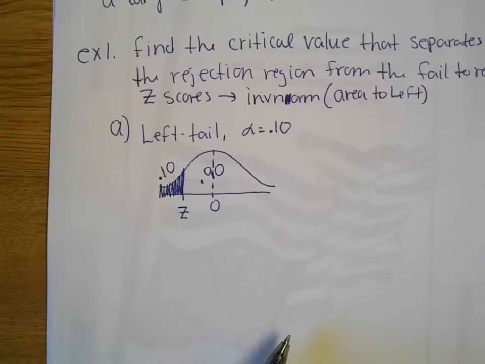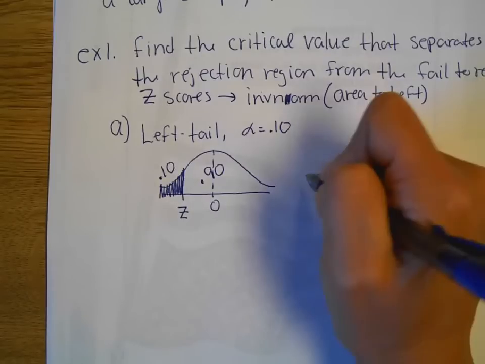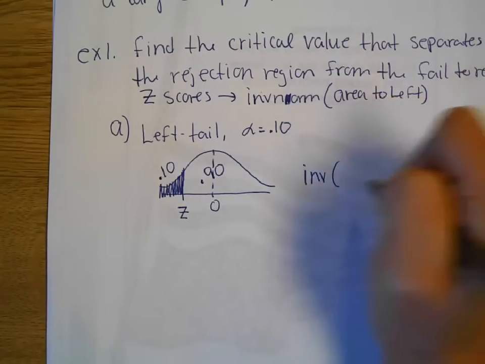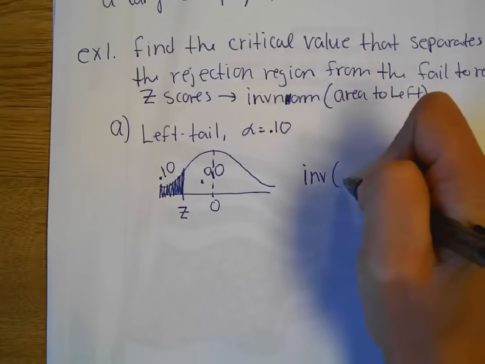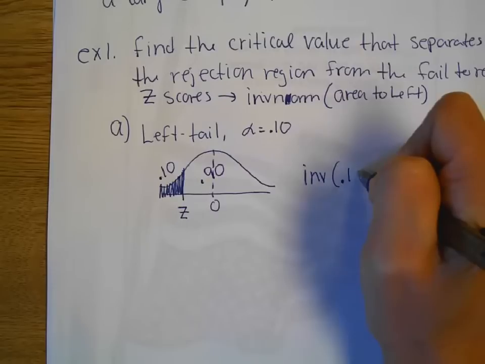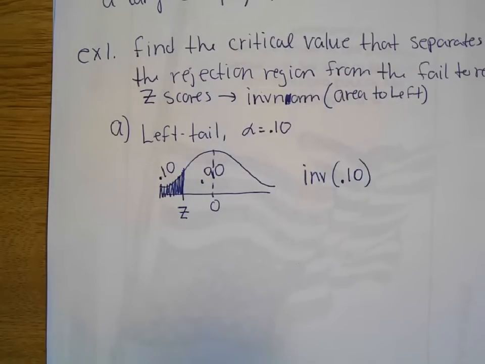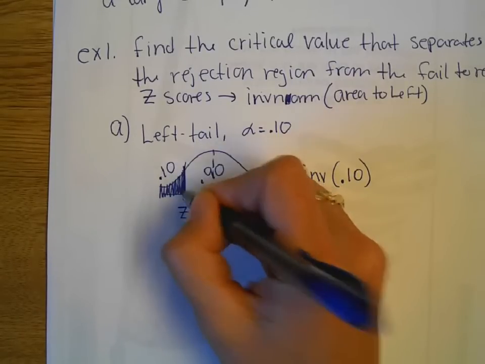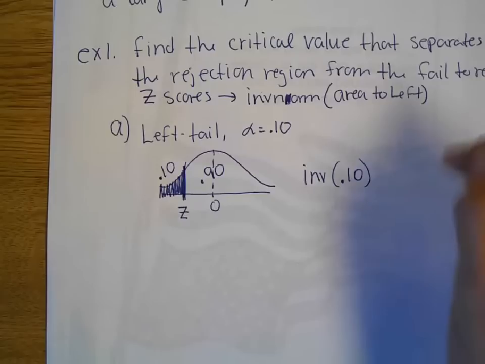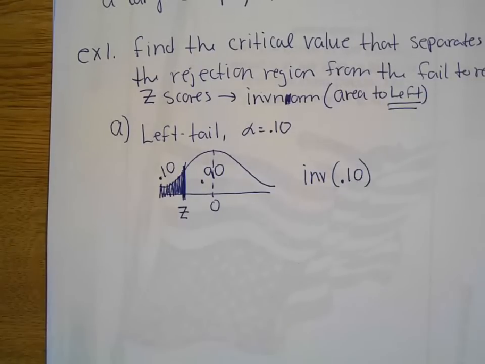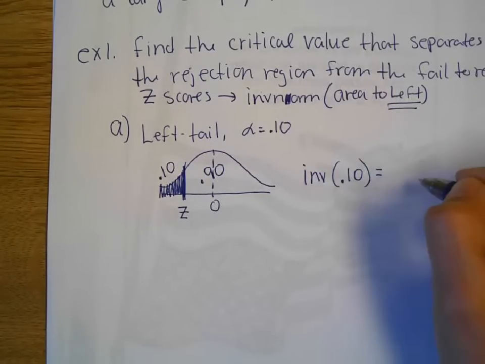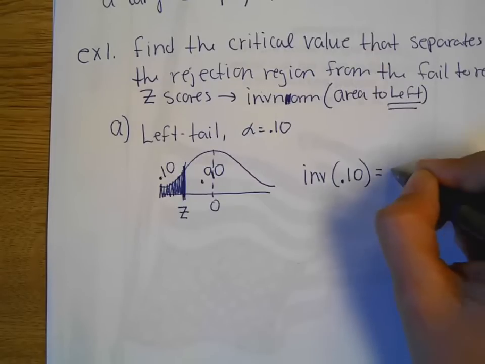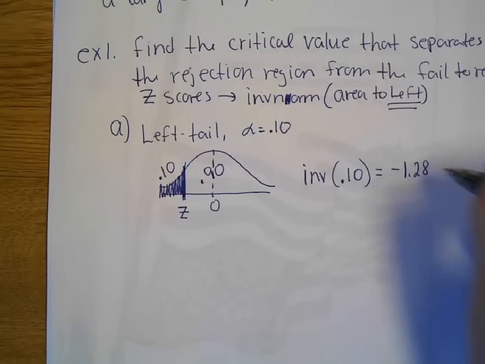So how are you going to get that z-score? Inv norm of 0.90? Incorrect. 0.1. Because you want the area to the left. So I'm standing on this z-score. What's to the left of me? To the left. That's why I wrote left there. 0.10. What is the inv norm of 0.10? It's -1.28. Okay.